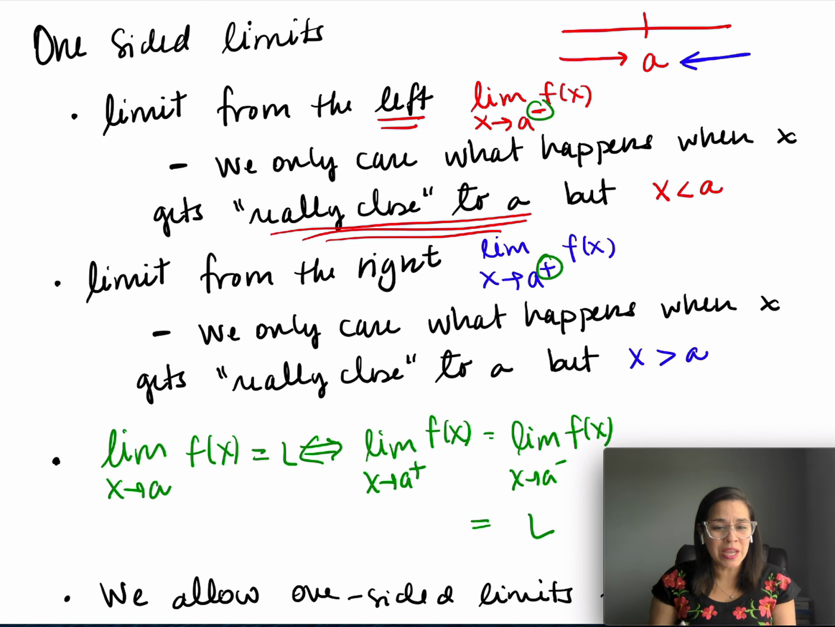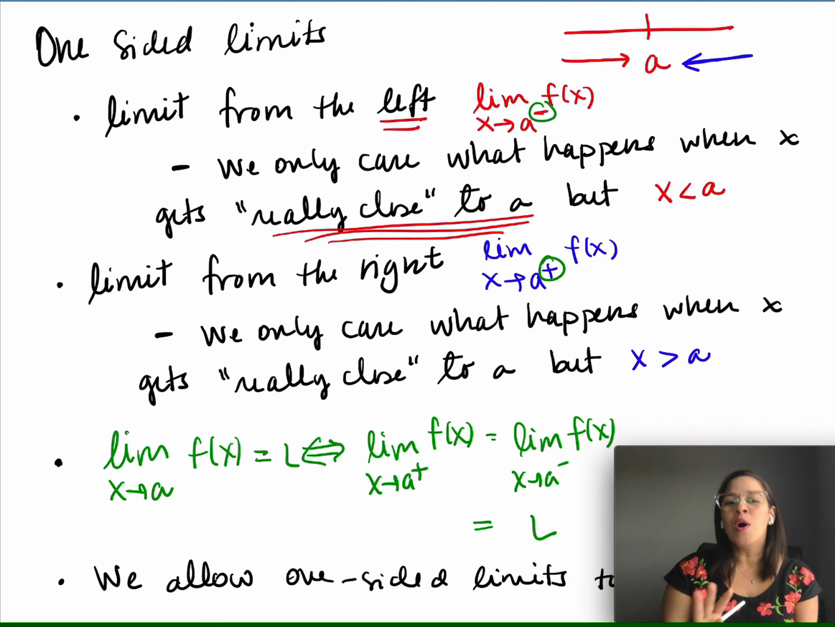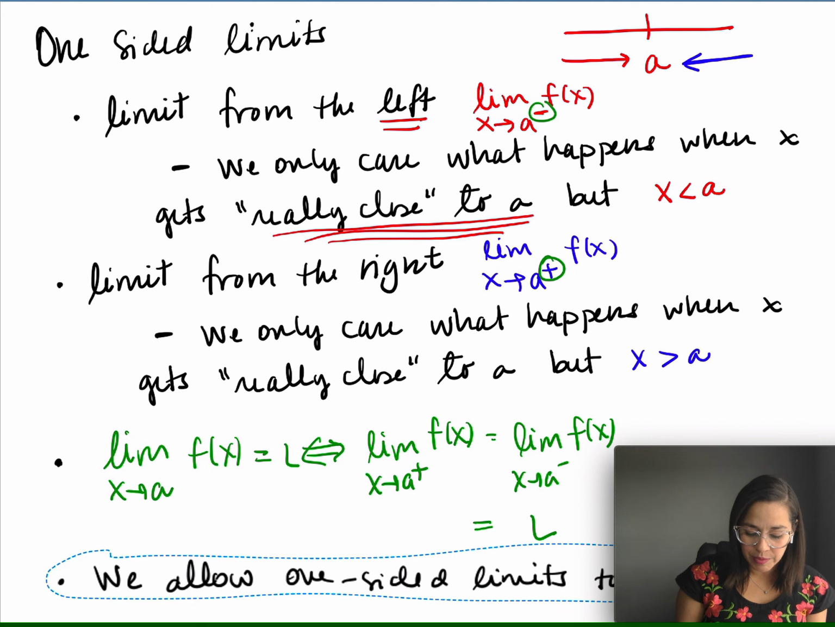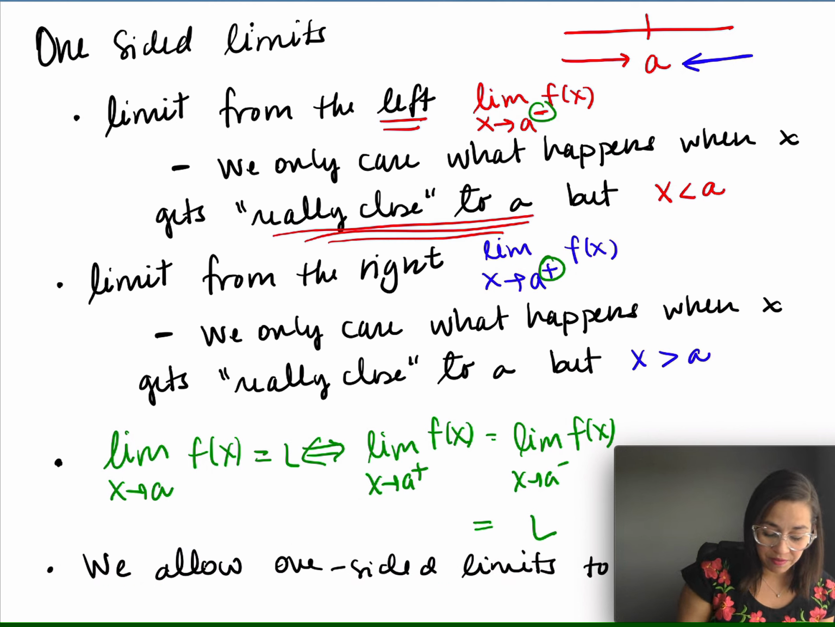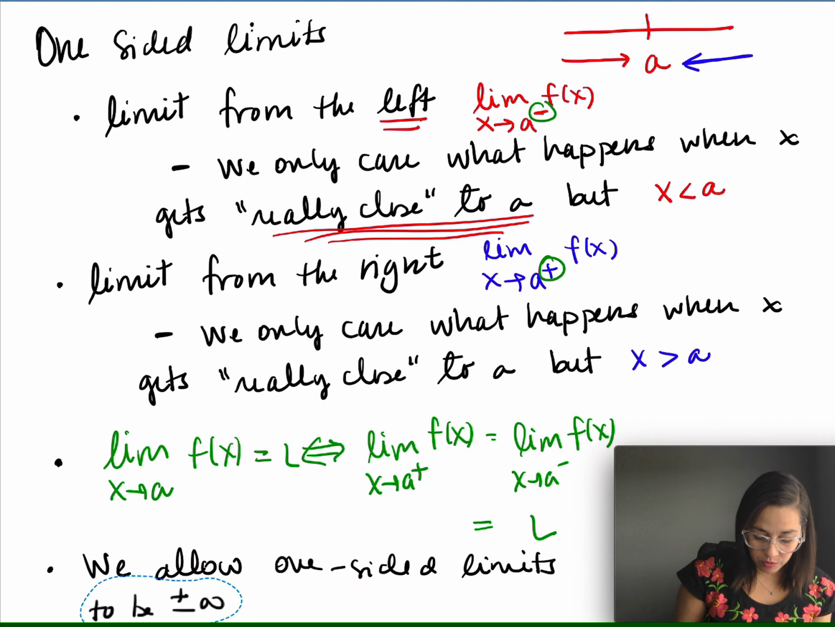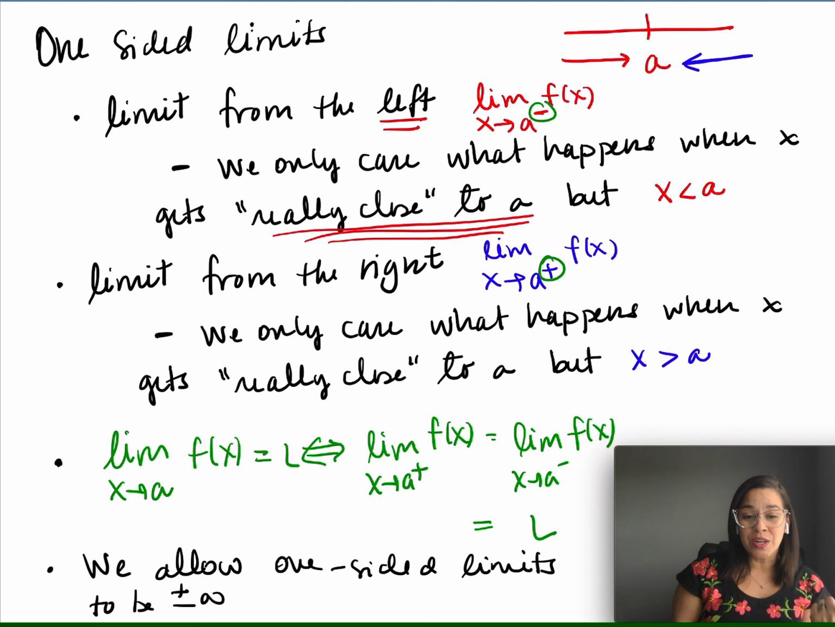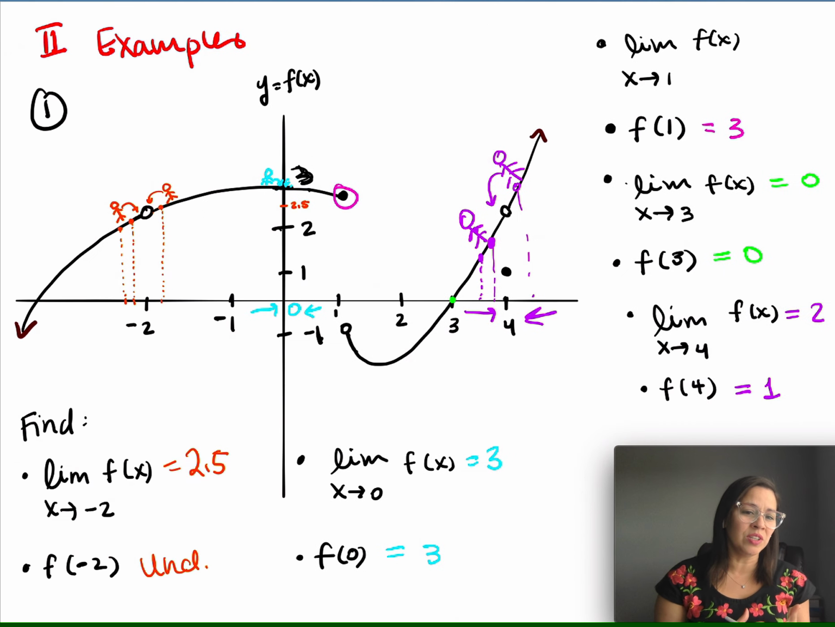So one more time, in order for the limit to exist, it has to be the same from the left and the right, okay? And I have one more piece of information for you. We will allow one-sided limits to be plus or minus infinity. So now that we know the definition of one-sided limits, we can go back to our problem and find the limit as x goes to 1 of f of x.